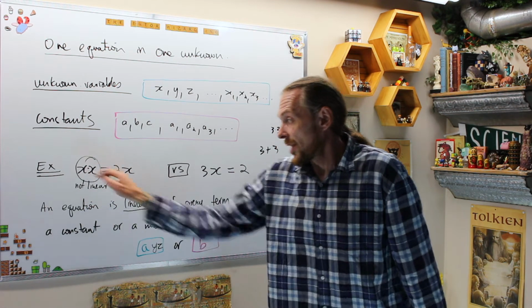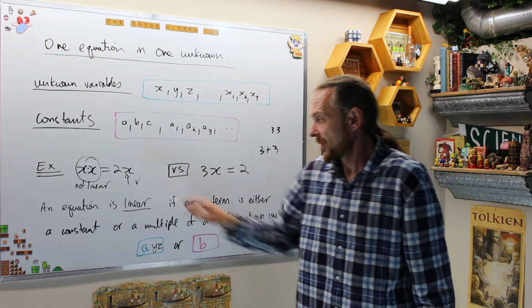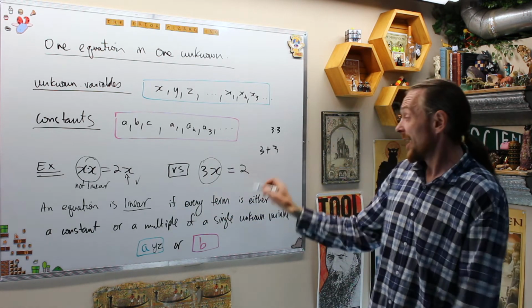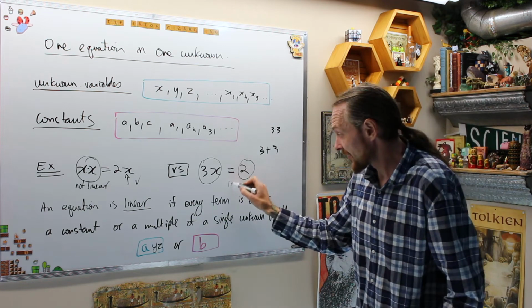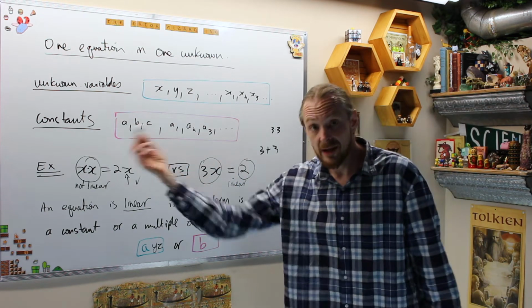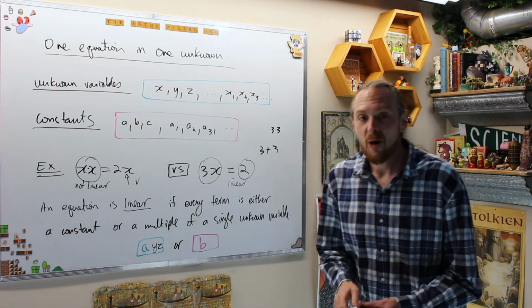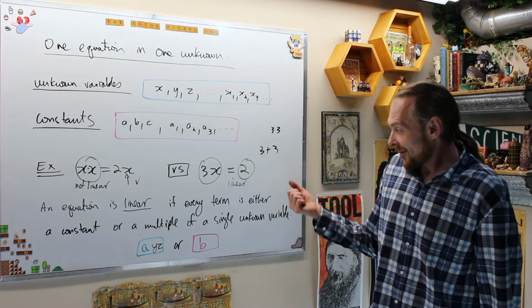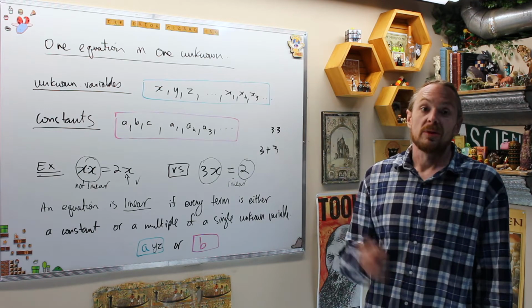And this is the reason why this term is fine. But this one's good. This is a multiple of a single variable, and this is a constant term. So this is a linear equation, and this is nonlinear. And this is what we mean in all mathematical contexts. An equation is linear if everything is either a constant or a multiple of a single variable.